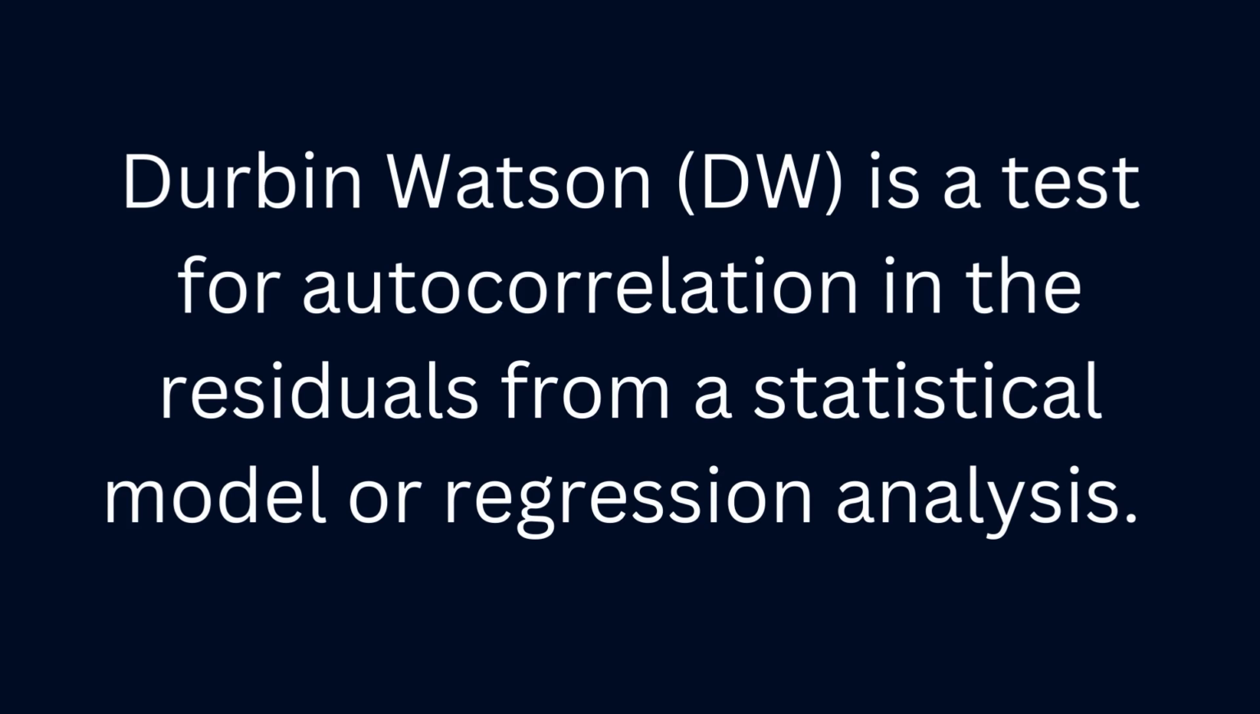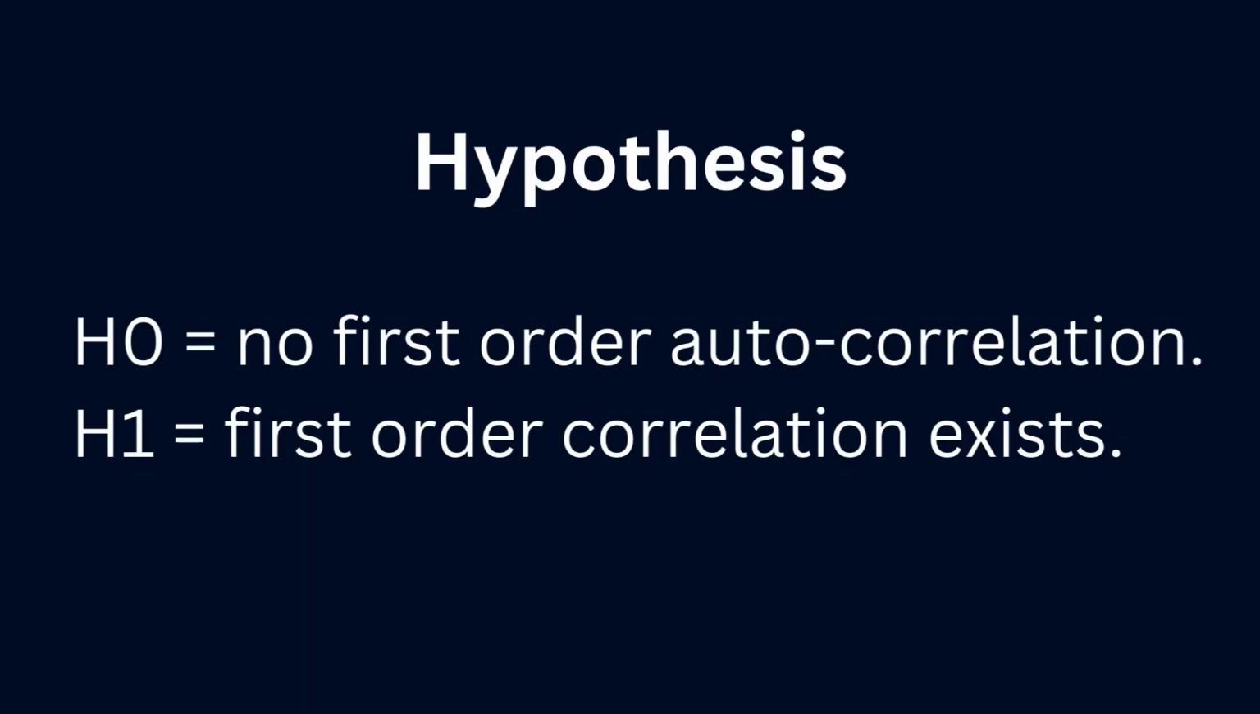Durbin Watson is a test for autocorrelation in the residual from a statistical model or regression analysis. These are the hypotheses for the Durbin Watson test. No first order autocorrelation as the null hypothesis. First order autocorrelation exists as the alternative hypothesis.